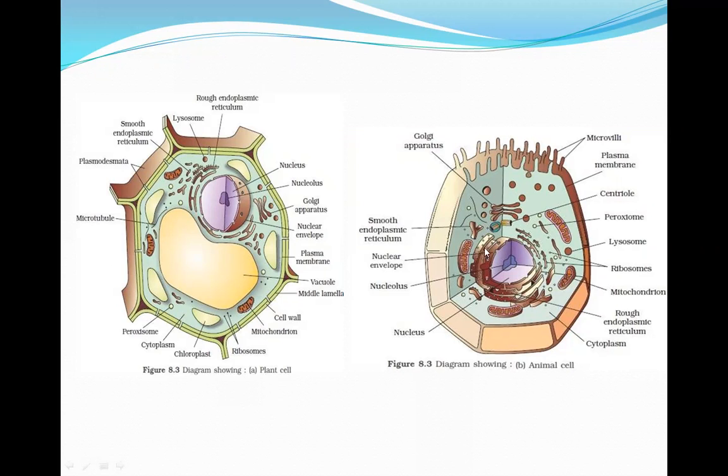So this is all about the different types of cell organelles observed in the plant and the animal cell. There are some differences, in that some are present in the plant cell but not in the animal cell. So these are the main differences between the plant and the animal cell.